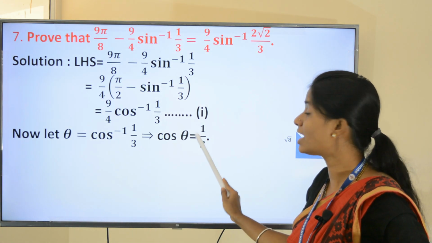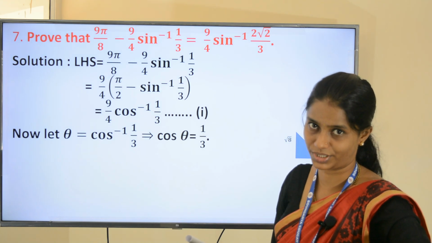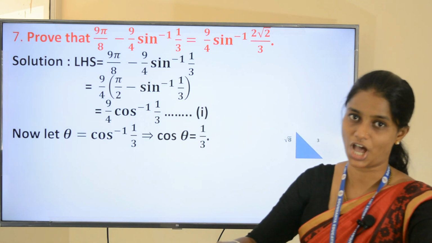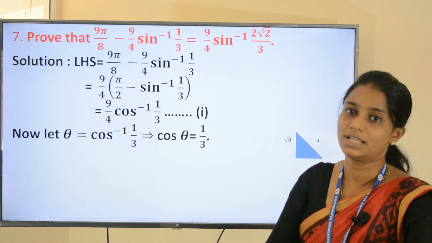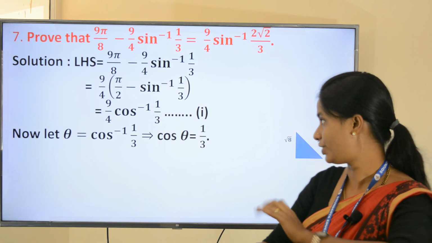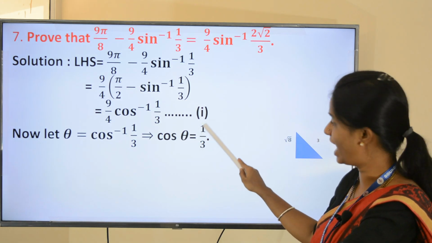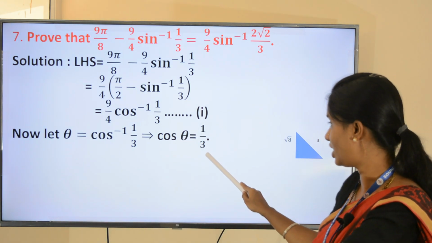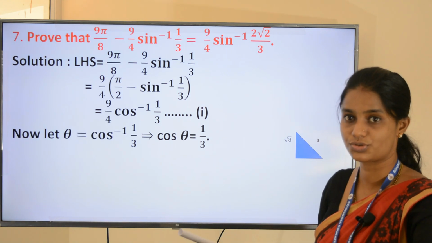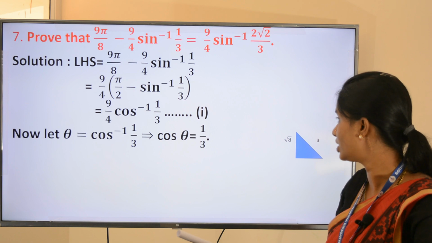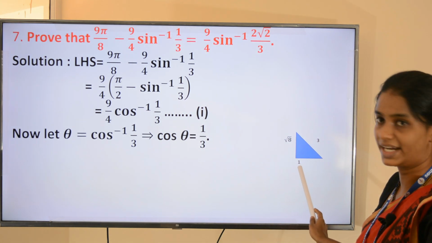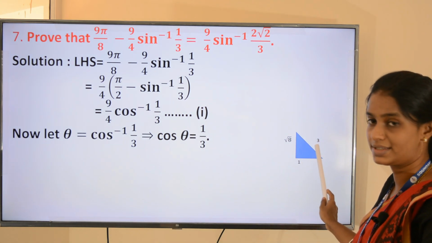Then cos theta can be written as 1 by 3. How can we define the cos trigonometric function? Cos theta is equal to adjacent side by hypotenuse in a right angle triangle, students. So please observe, adjacent side is 1, hypotenuse is 3.